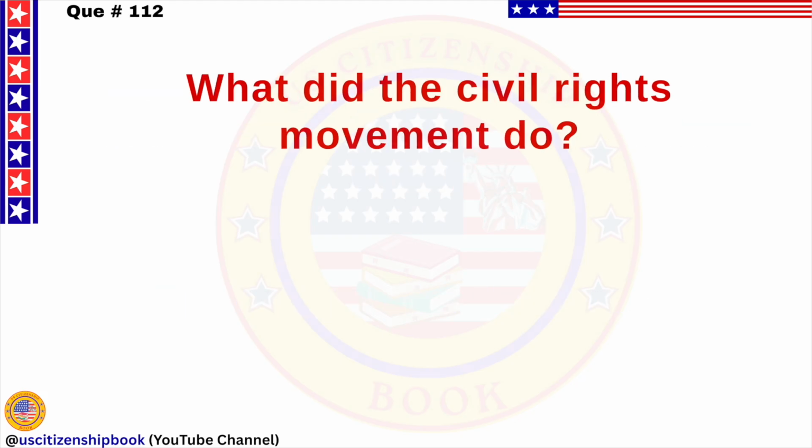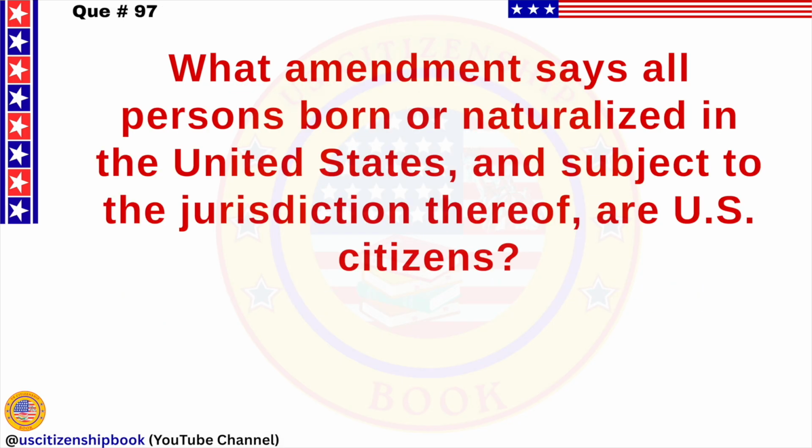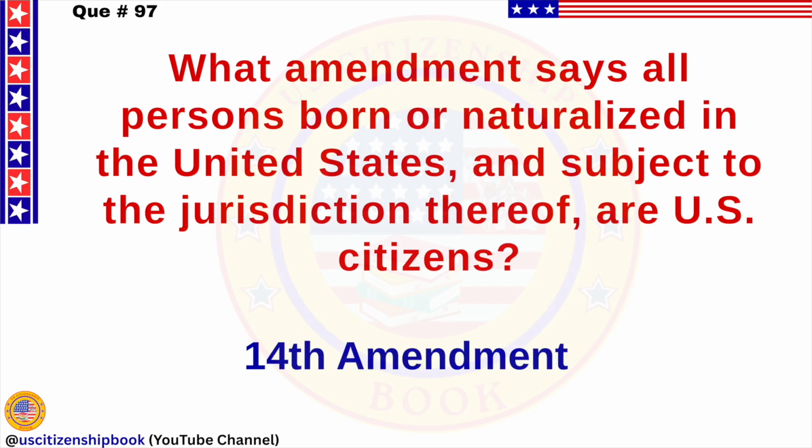What did the Civil Rights Movement do? Fought to end racial discrimination. What amendment says all persons born or naturalized in the United States and subject to the jurisdiction thereof are U.S. citizens? 14th Amendment.